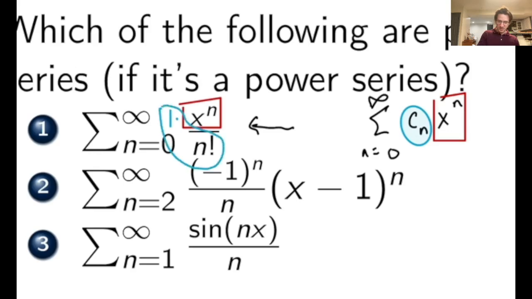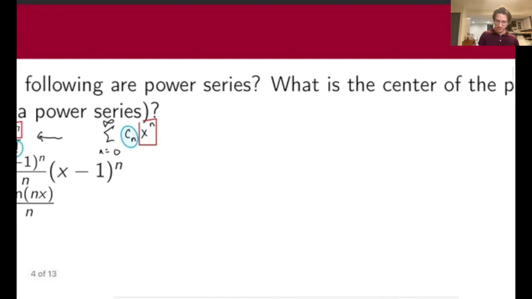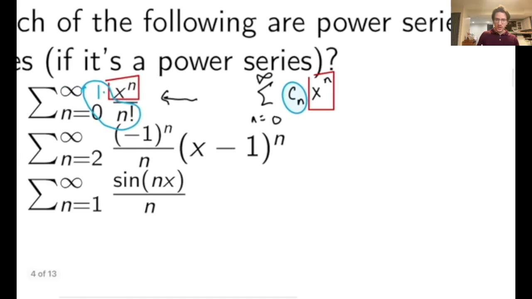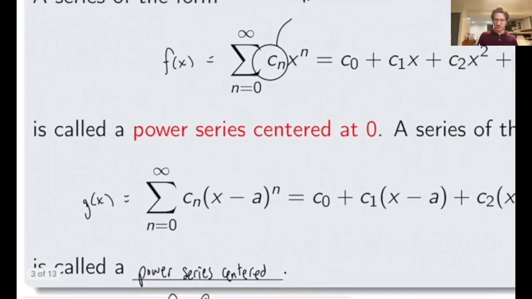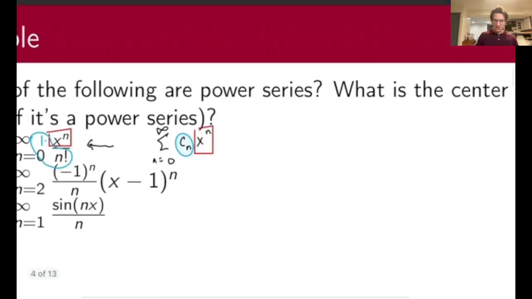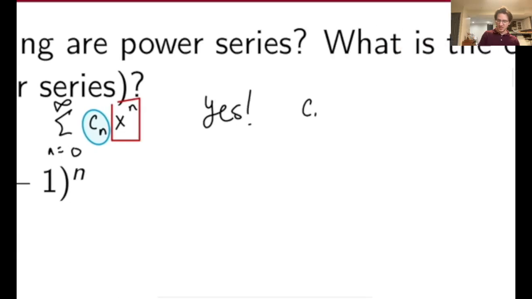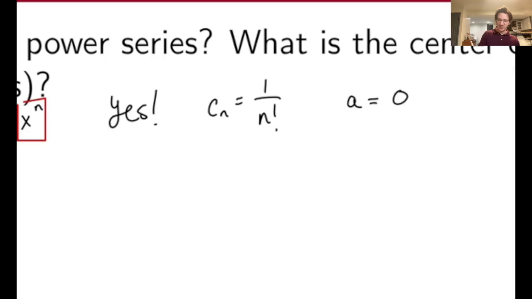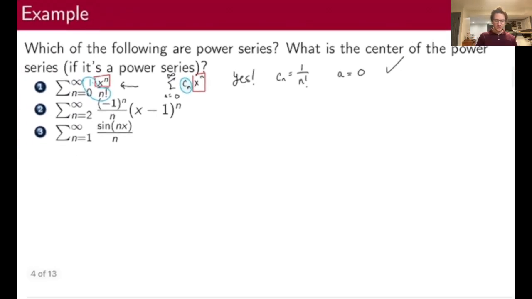Cn looks like 1 over n factorial. Okay. And by the way, what's the center here? Well, this looks just like the first example. The center is 0. Okay, so this is a power series. Yes, this is a power series where Cn equals 1 over n factorial, and a, the center, is 0. Okay, let's look at the next one.